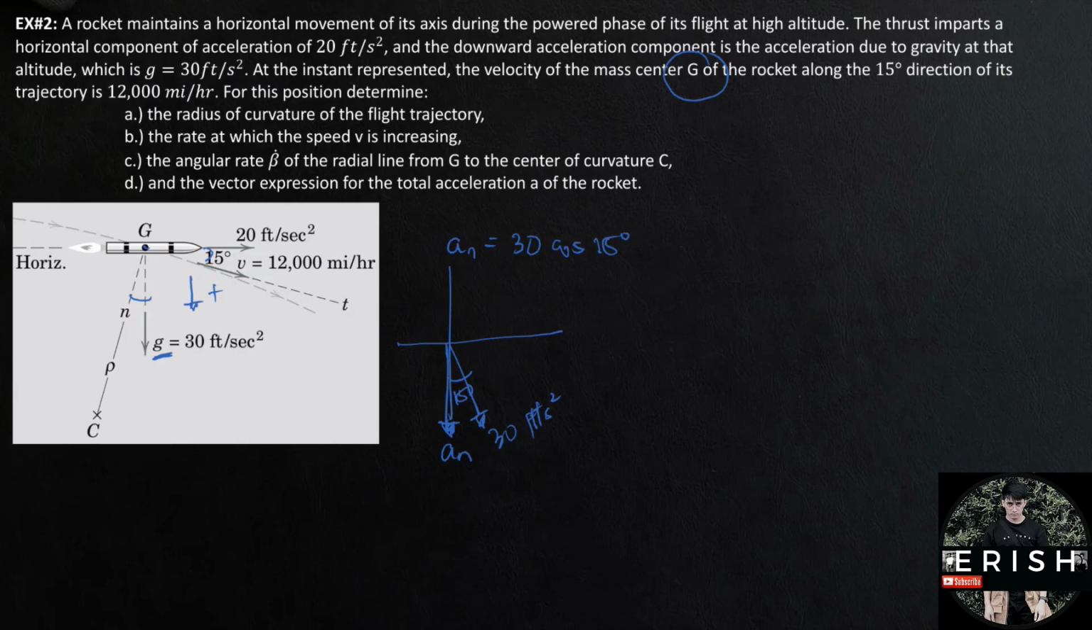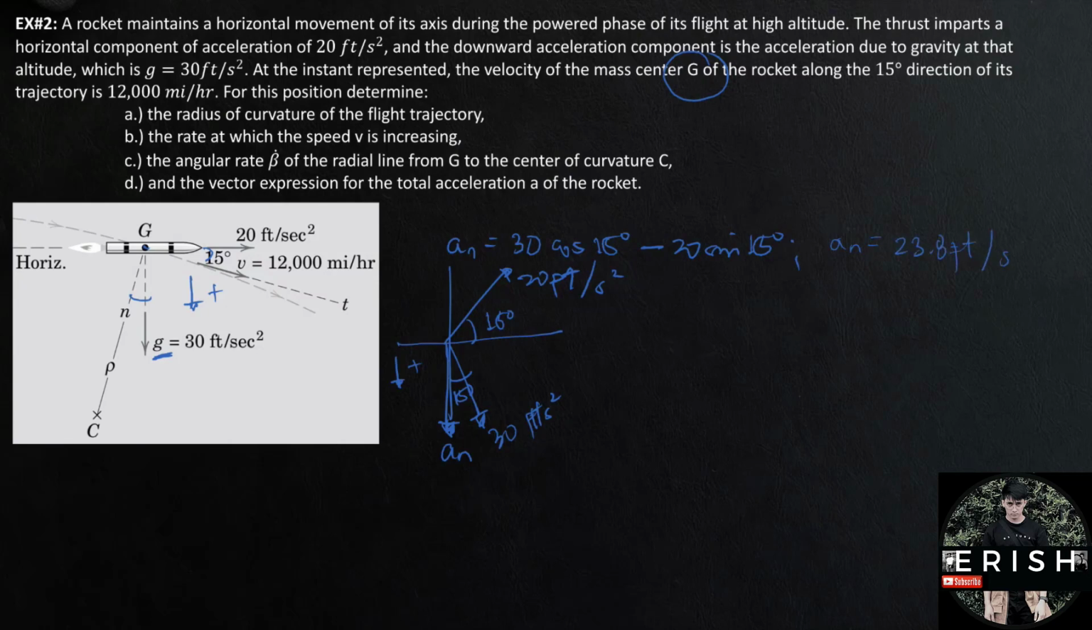And the 20 feet per second square natin ay located here. And ang angle ay nandito, 15 degrees. So by summations of the accelerations natin, for AN, we can get that AN is equal to 30 cosine 15 degrees. Considering downwards again as positive, this is minus 20 feet per second square sine 15 degrees. AN now is equal to 23.8 feet per second square.